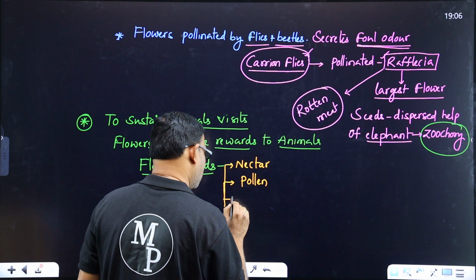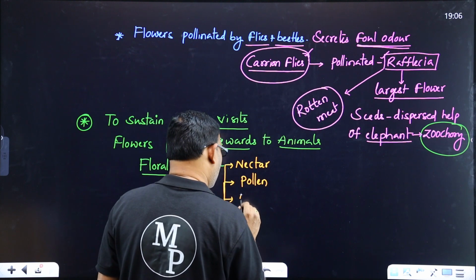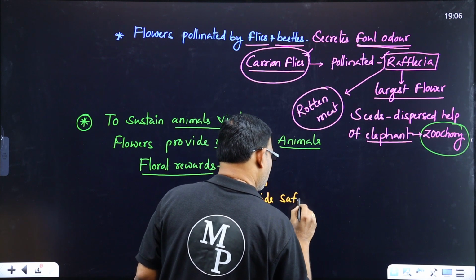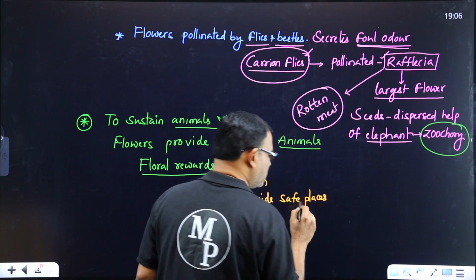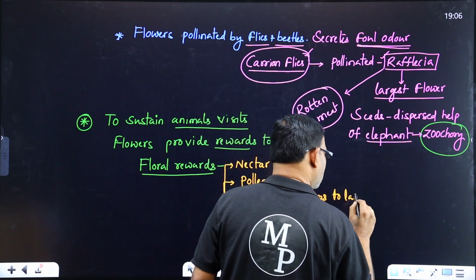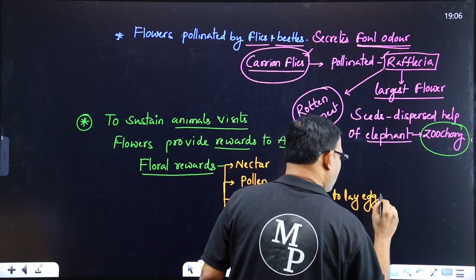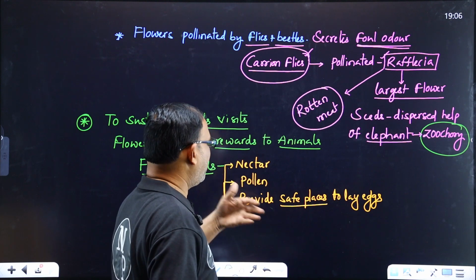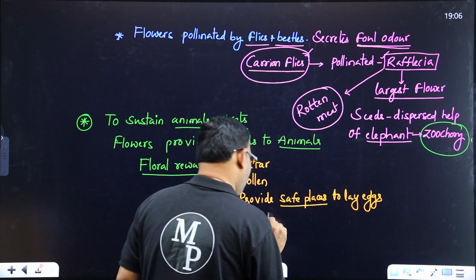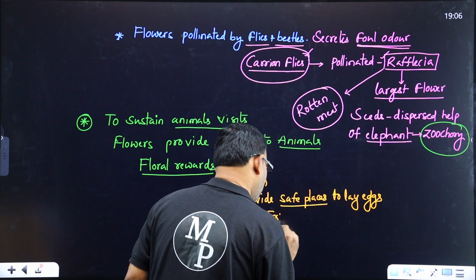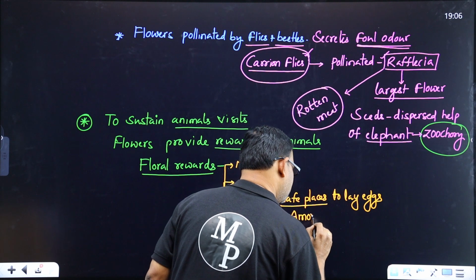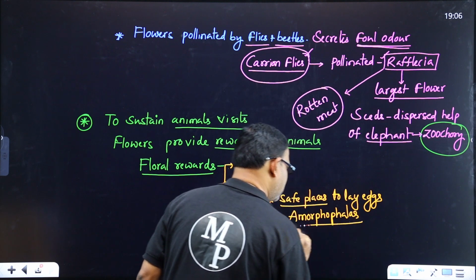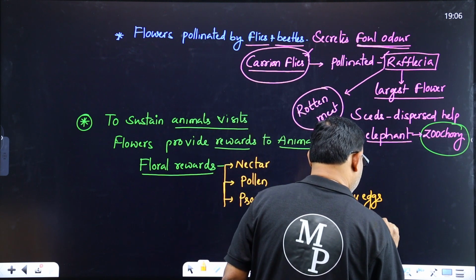Next, one more important thing: provide safe places to lay eggs. What plants provide safe places to lay eggs? The best example, which is very, very important, is Amorphophallus. Have you heard of this anywhere? Amorphophallus is the Jaminicand. Important.